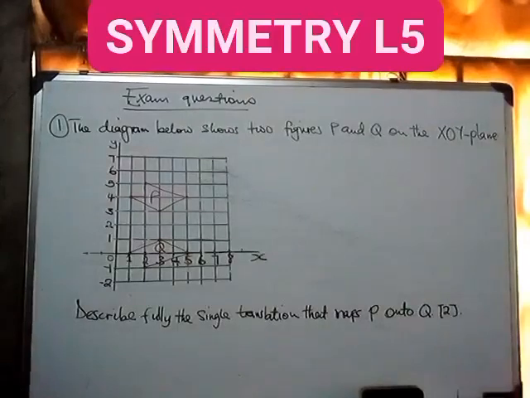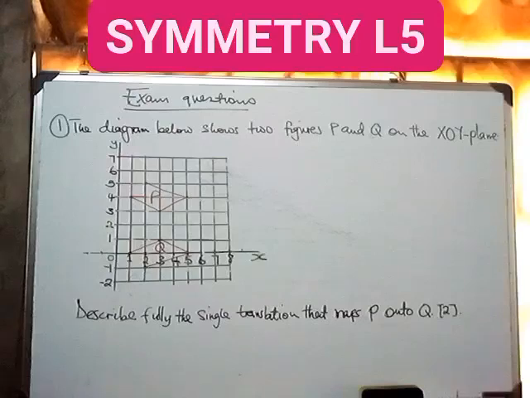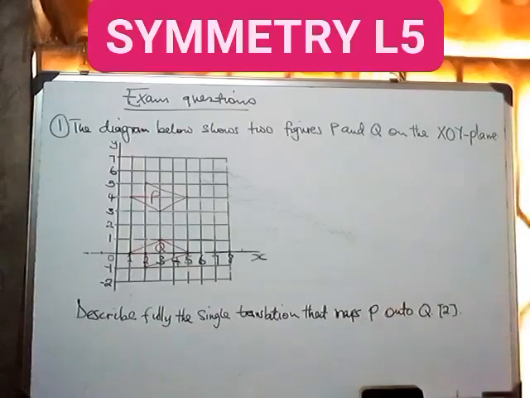Now, the question is: describe fully the single transformation that maps P onto Q. So what is this transformation? We looked at this earlier. Now, what is this transformation?